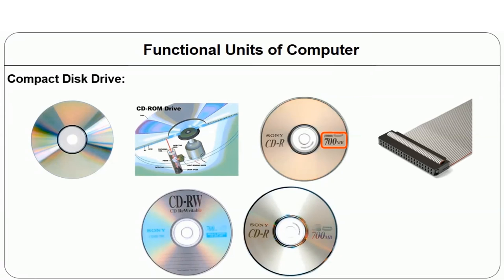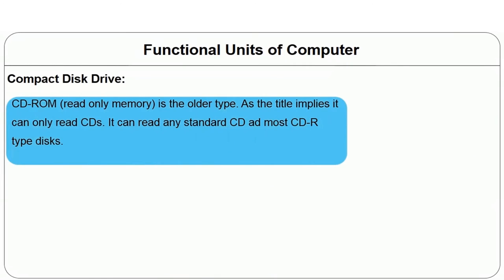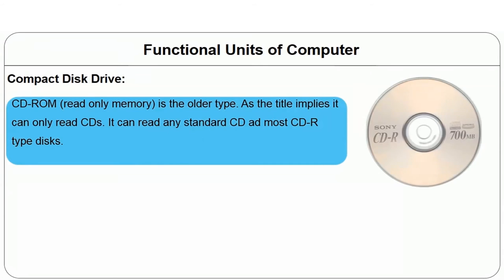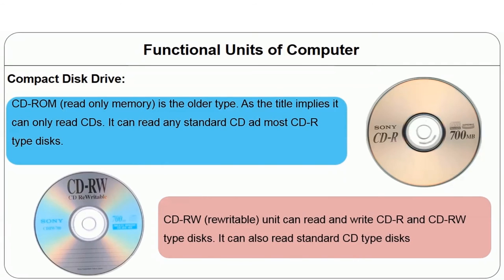There are two types of compact disk drives available for PCs. CD-ROM, read-only memory, is the older type. As the title implies, it can only read CDs. It can read any standard CD, and most CD-R type disks. CD-RW is a rewritable unit that can read and write CD-R and CD-RW type disks. It can also read standard CD type disks.